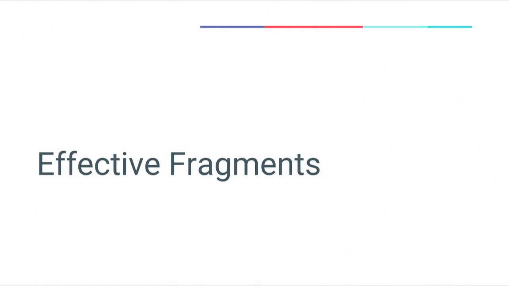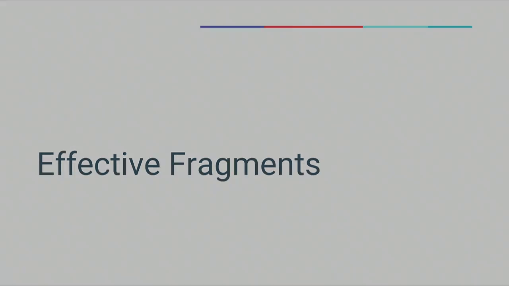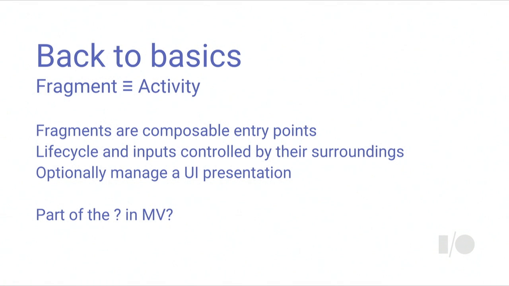So if we kind of know where things went off the rails, then how might we start trying to use fragments a little bit more effectively? Well, the first thing to keep in mind here is that fragments are roughly equivalent to an activity in terms of the level of abstraction that they act on. They're composable entry points, and their lifecycle and inputs are really controlled by their surroundings. They optionally manage a UI presentation, and they're really kind of part of the whatever in model view whatever in terms of the architectural patterns that you may be using within your application. They're not views themselves, and they're really not meant to be.